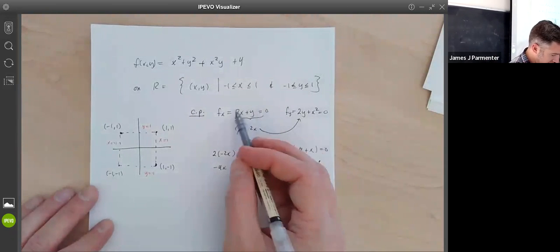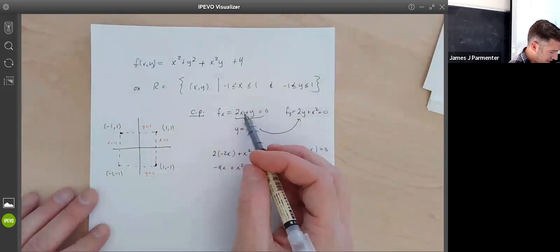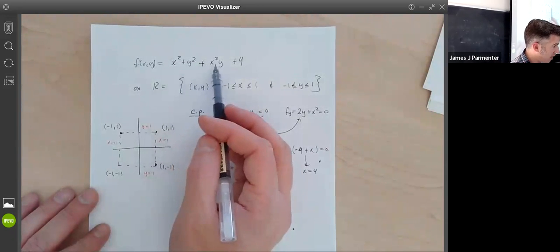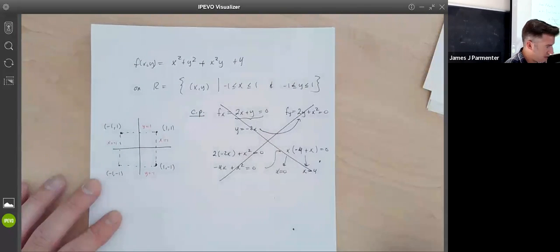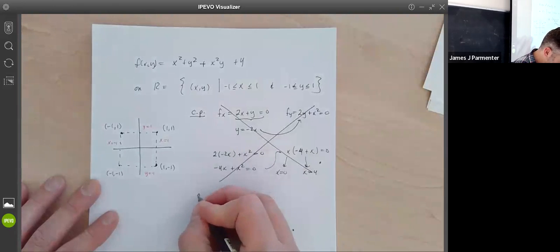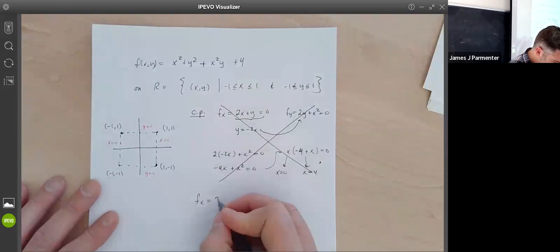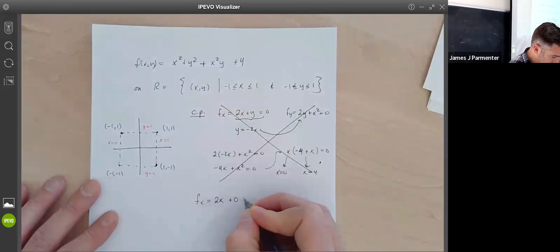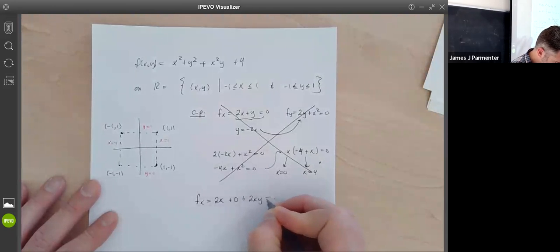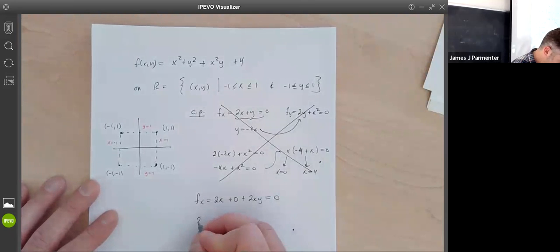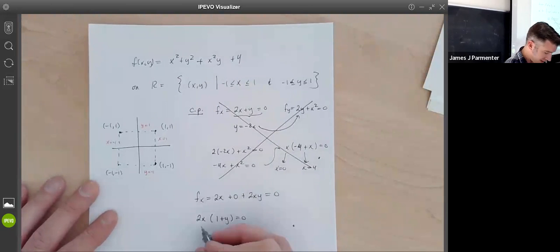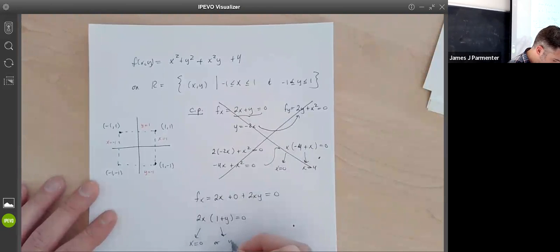Yeah, exactly. So when I took the partial here with respect to x, I should have had 2x plus 2xy. So let's just do it again. Our f_x should actually be 2x plus 0 plus 2xy. That's going to be a little easier to solve, right? I'm going to have 2x times (1 plus y) equal to 0. So I'm going to get x equal to 0 or y equal to -1.